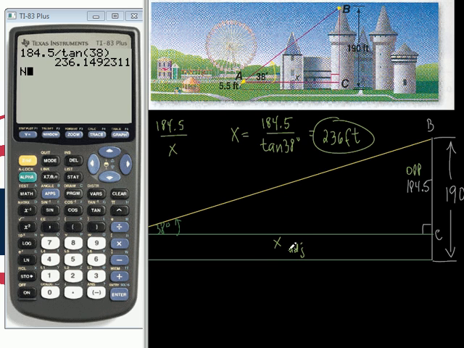That's it. So what did we just find? We just found that length right here, the adjacent length. So how far is she from the bottom of the highest point of that castle? She's 236 feet. That's all there is to it. It's really not that difficult. All these things are just right triangles. And look, they pretty much drew it out for you, so it made it really easy.